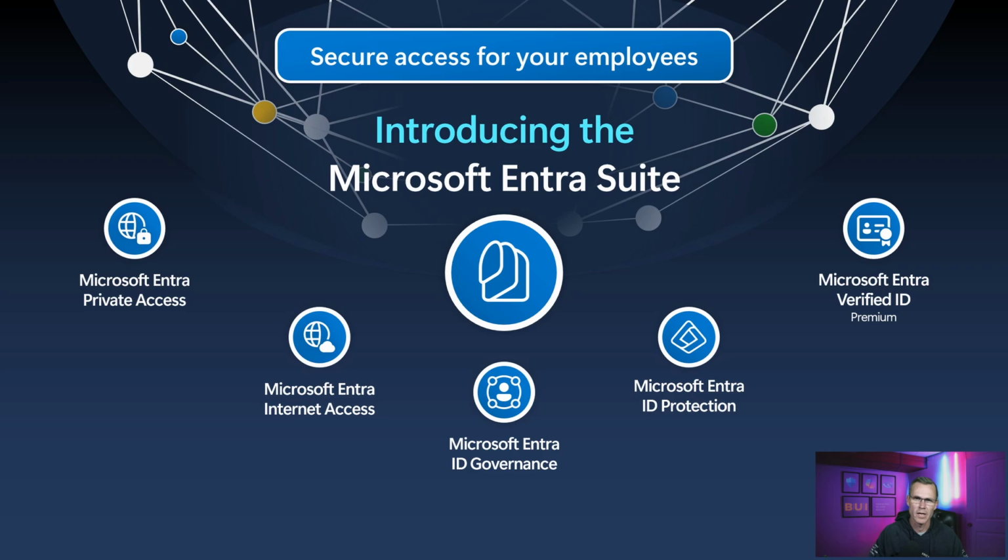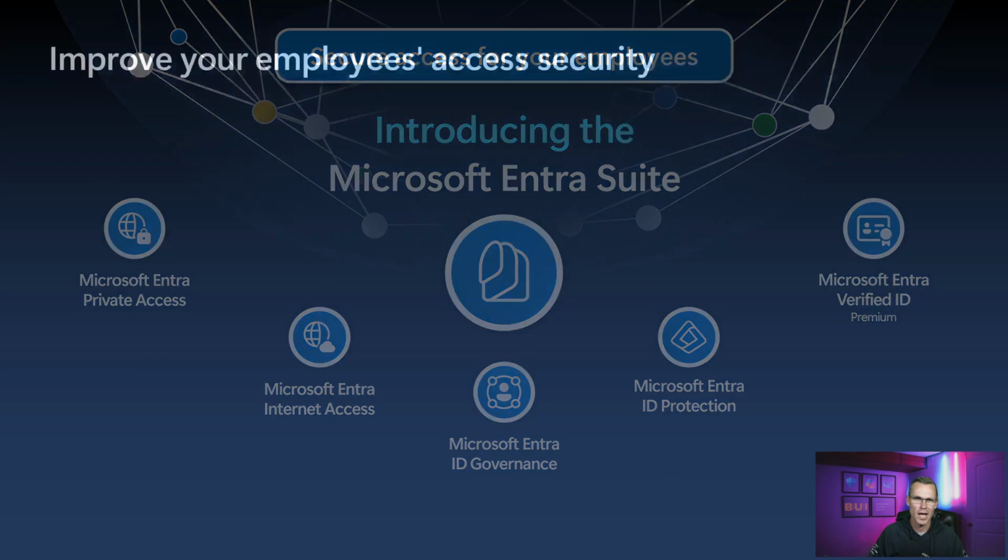Today is going to be a continuation of our last session where we talked about Entra Suite, and as I promised, we're going to do some demos. Before we get into the demo, we're going to look at a bit of context in terms of what Microsoft Entra Suite consists of. On the screen are the 5 key products that make up Microsoft Entra Suite: from the left-hand side, Entra Private Access, Entra Internet Access, Identity Governance, Identity Protection, as well as Verified ID.